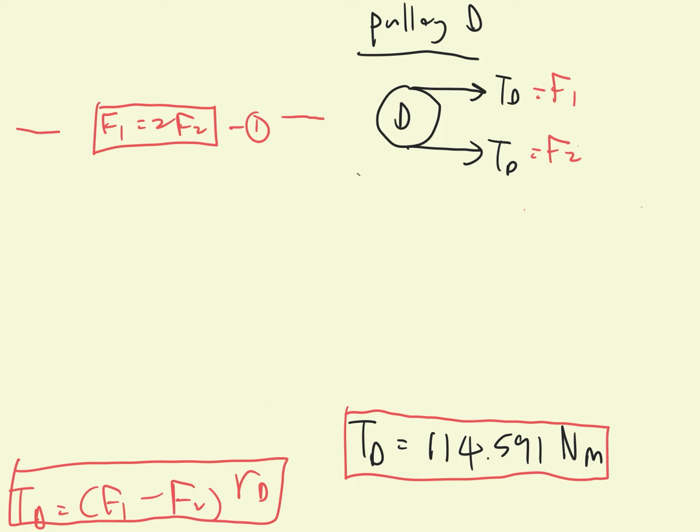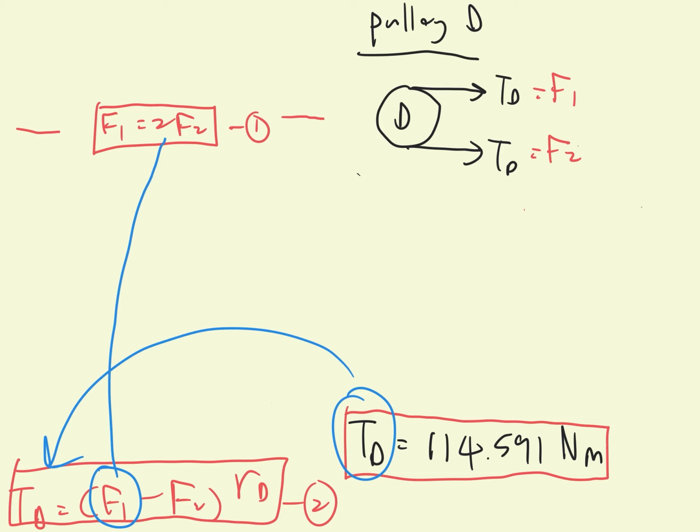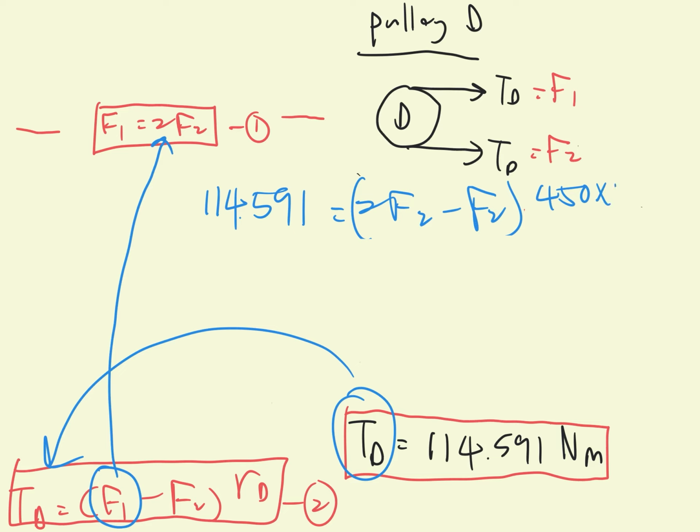So this is equation number 2. Now we put the value of TD here, and then F1 we change into this. So TD is 114.1591, equal to F2 after we have changed, minus F2, and then the radius of pulley D is 450 millimeter. Convert to meter, divided by 2 to get the radius.